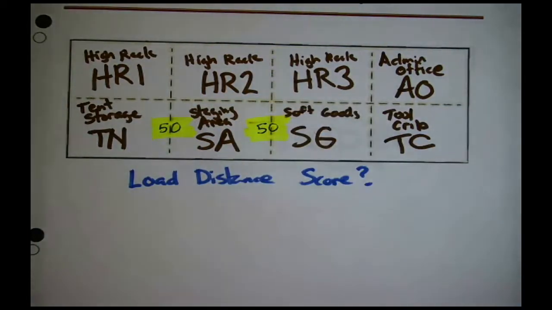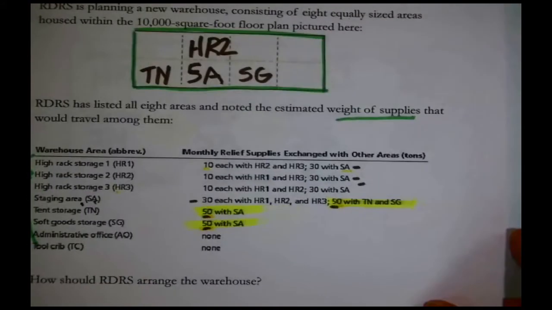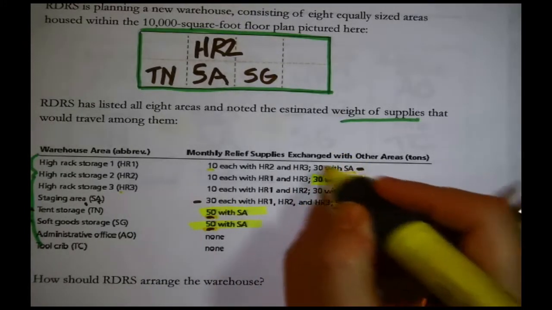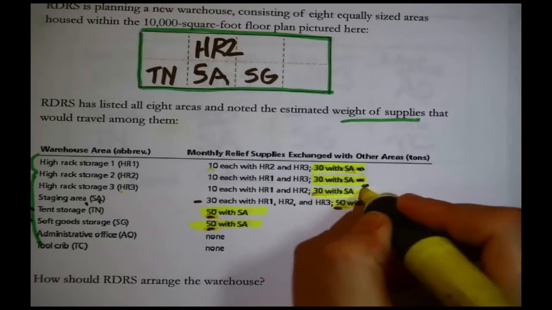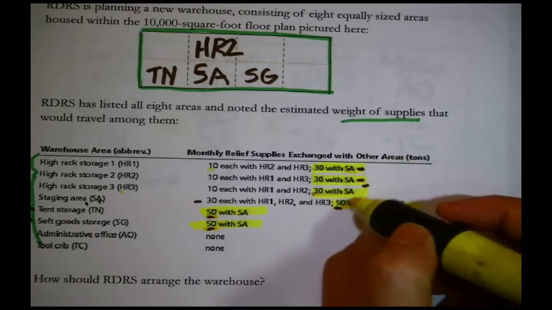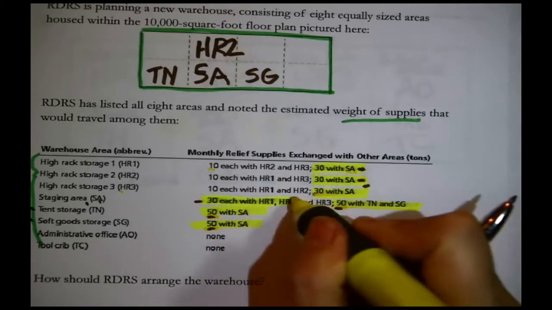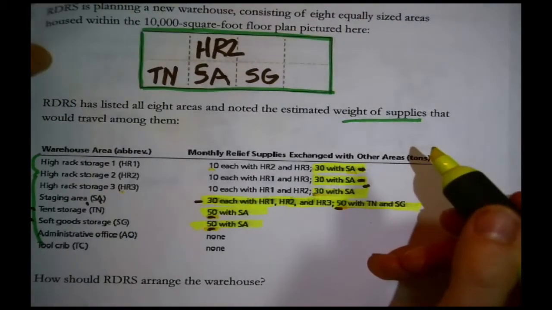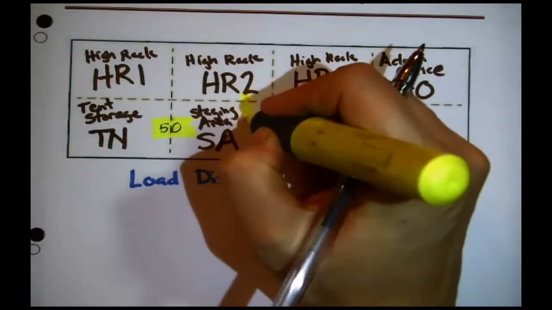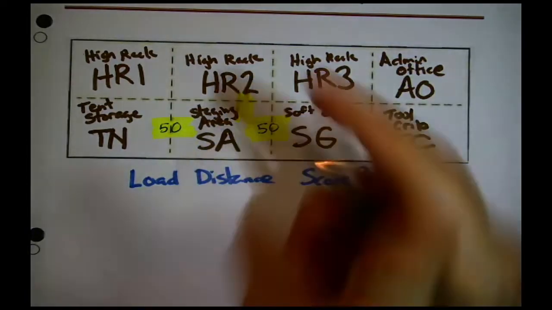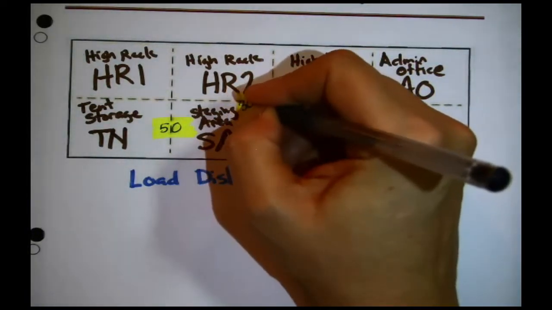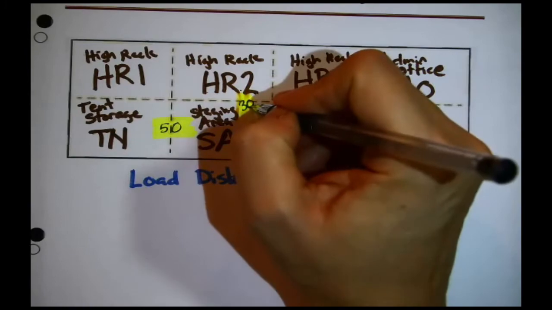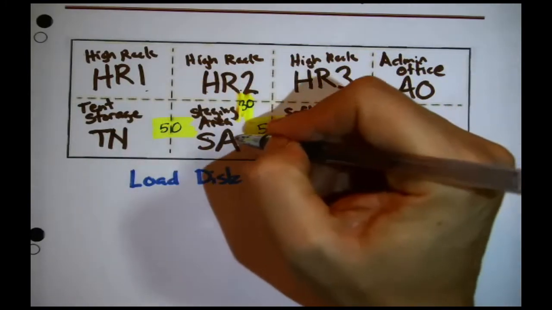Okay, now, that was just the 50s. What about the other information? Well, it says that 30 tons of supplies move in between each of the high rack areas and the staging area. This is just a restatement of that here. Okay, I want to plot that. This one's easy. Here is just back and forth, supplies moving between the staging area and high rack 2. But we also have another 30 moving between here and here, and another 30 moving between here and here.